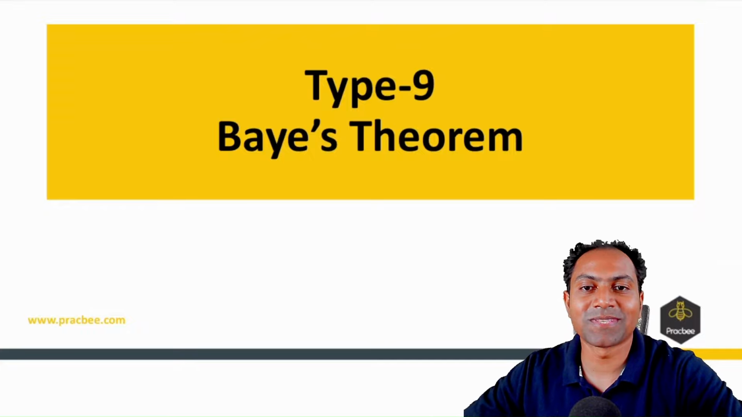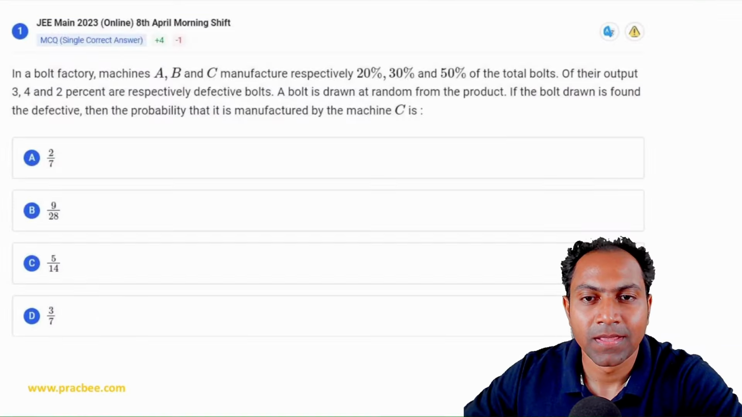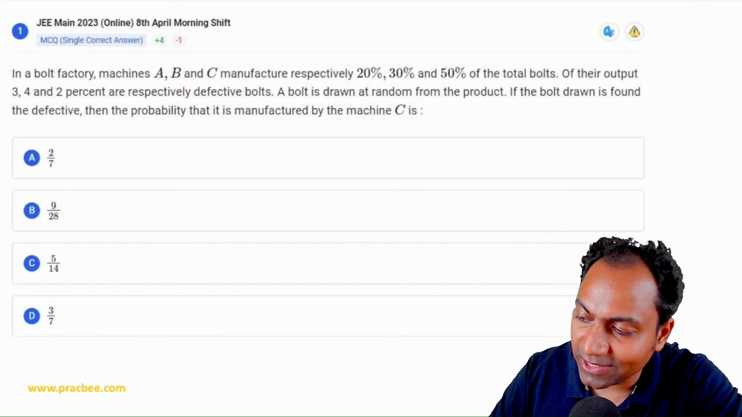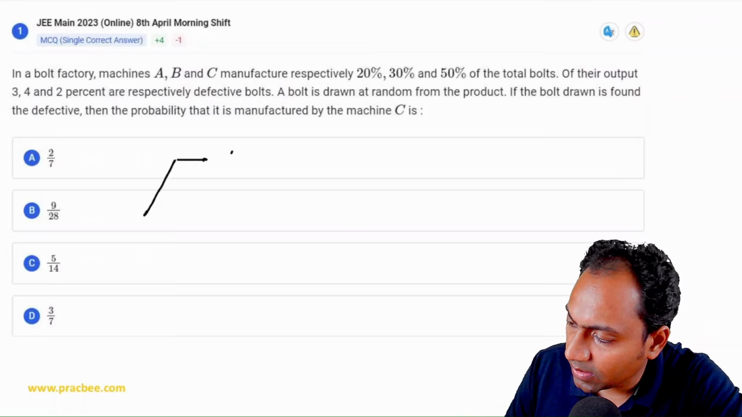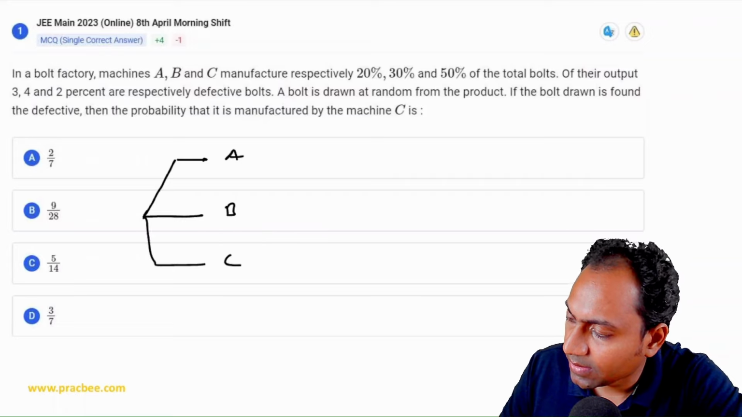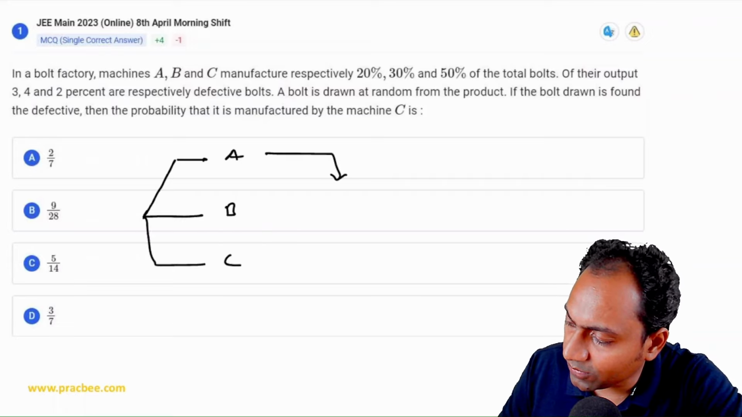Now type 9 problem is nothing but Bayes theorem. Let us see what kind of problem JEE has asked on this concept. Now this 2023 question is a direct question based on formula. What they're saying is, there are 3 machines, A, B and C, and all of them manufacture a certain percentage of defective bolts.